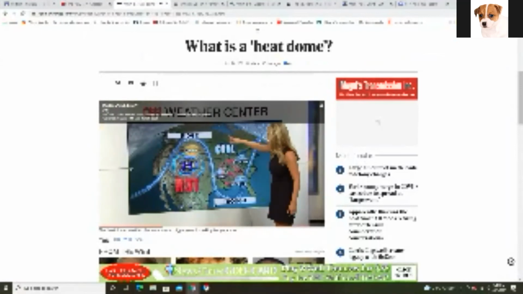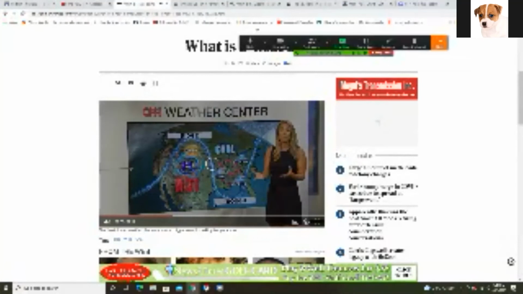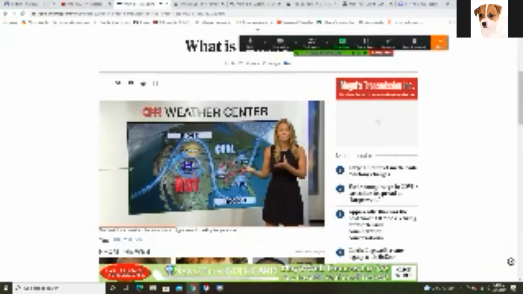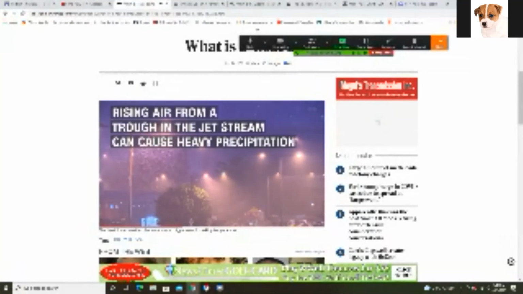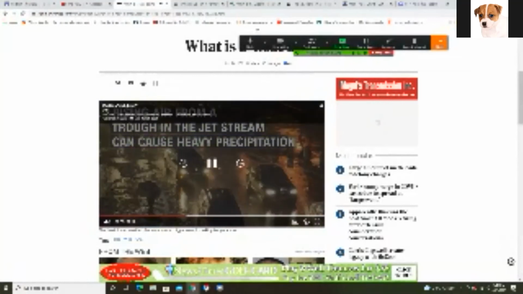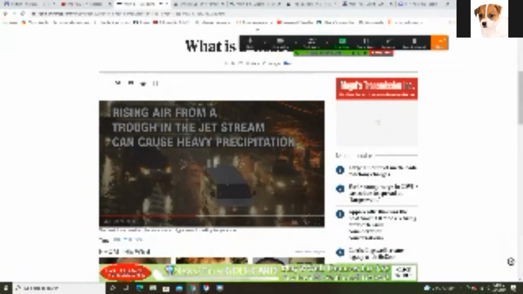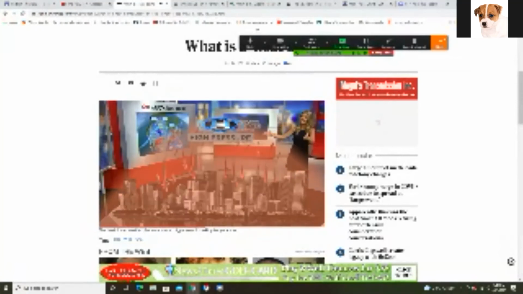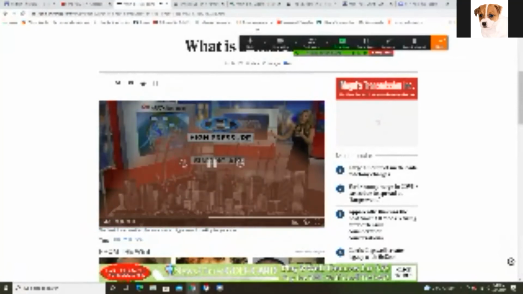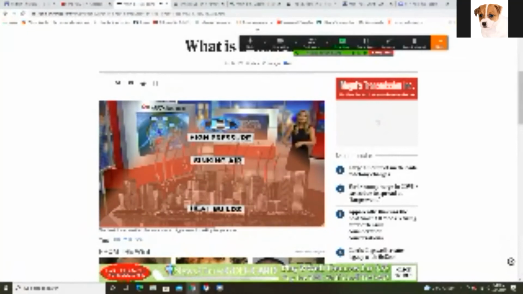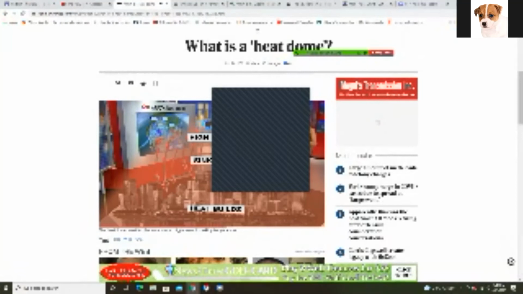When you have a trough or a dip in the jet stream, you have rising air. A lot of times that results in thunderstorms, rain. But when you have a ridge, quite the opposite happens. We have this dome of high pressure. You can see it here. When high pressure is there, we get sinking air. In fact, when that happens, the heat builds. It more or less becomes trapped inside this dome.